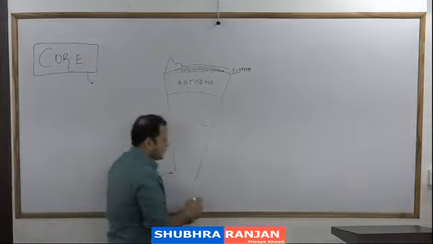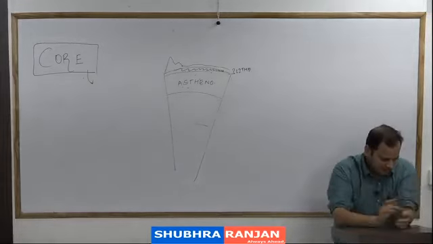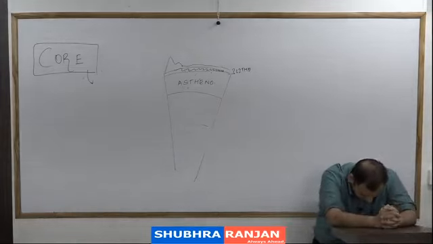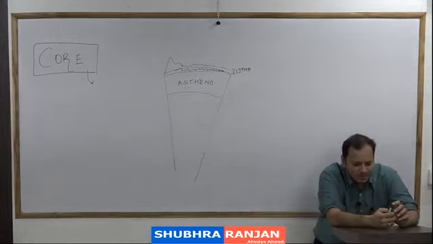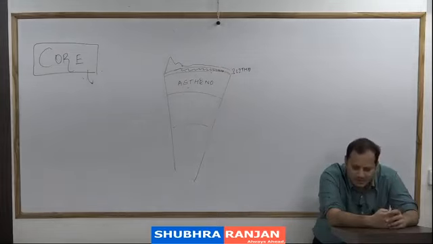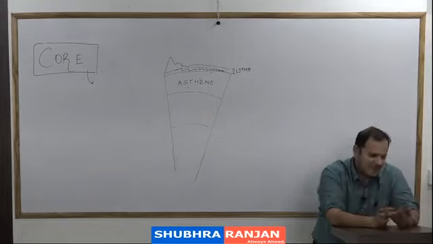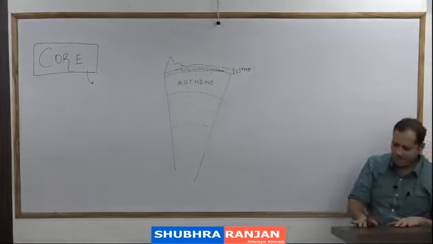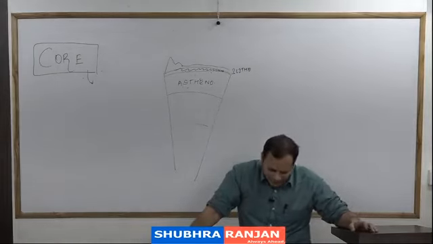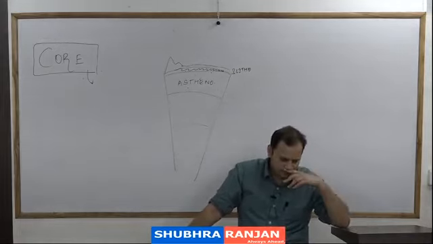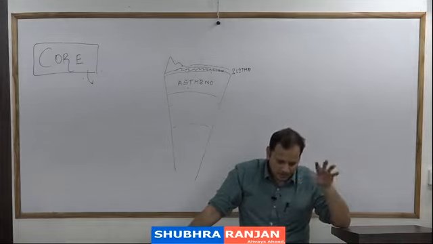Coming to the core. It is the innermost layer. Made up of denser materials such as nickel and iron. It is further divided into outer core and inner core.